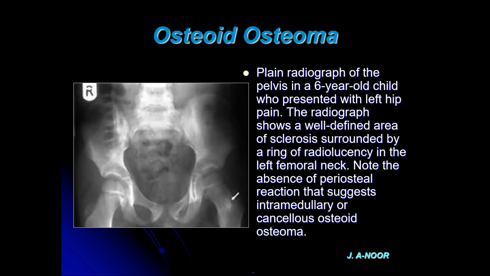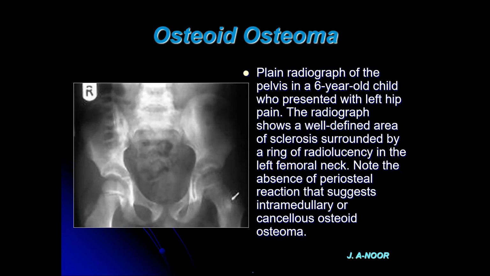This shows a well-defined area of sclerosis surrounded by a ring of radiolucency in the femoral neck on the left side, and note the absence of periosteal reaction that suggests an intramedullary or cancellous osteoma. So take this as a warning sign, depending on where the osteoma is present.